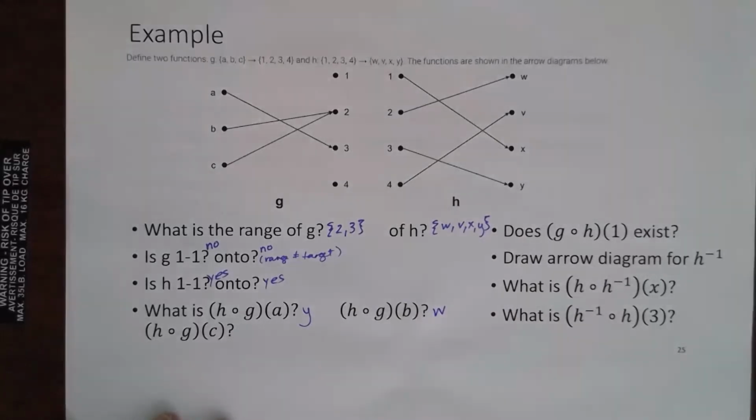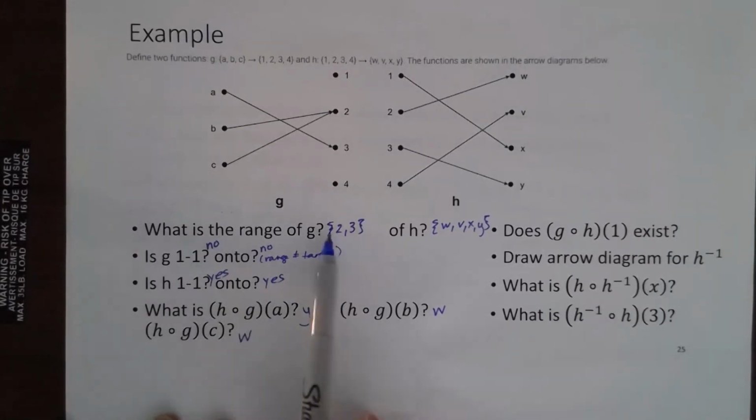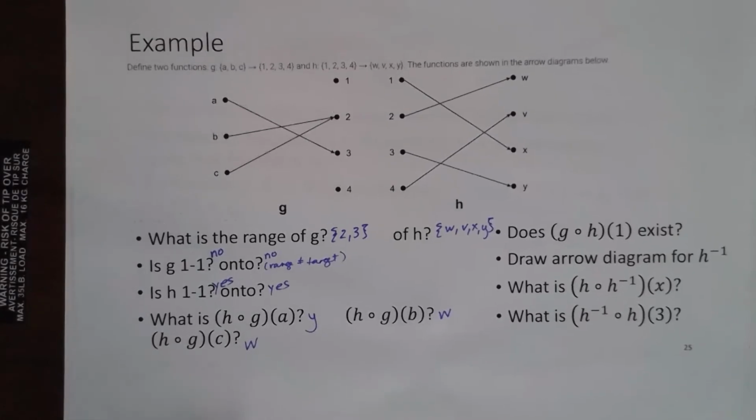And how about H of G of C? G of C is 2, and then H of 2 is W. Because this function is not 1 to 1, we get this same value here.